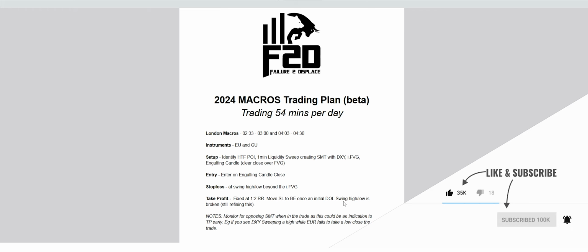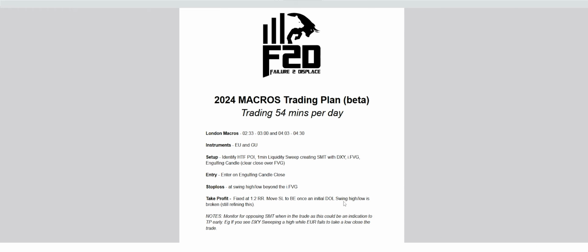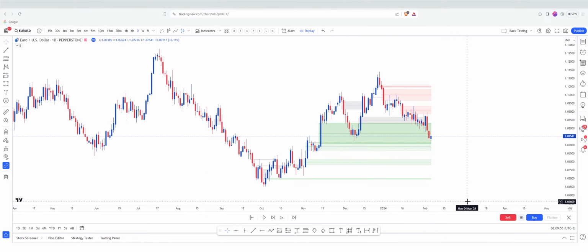With that said, let's look into today's price action and the two setups that presented themselves in the London session on EURUSD. So to start the analysis off, we're going to take a look at the daily time frame just to try and establish a higher time frame bias.